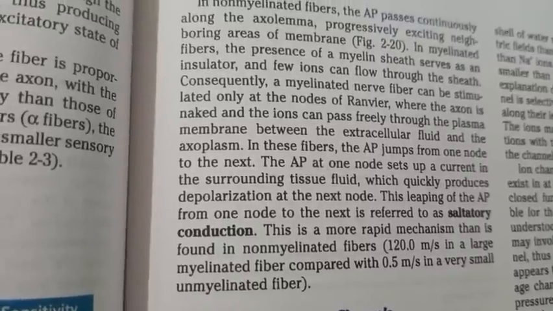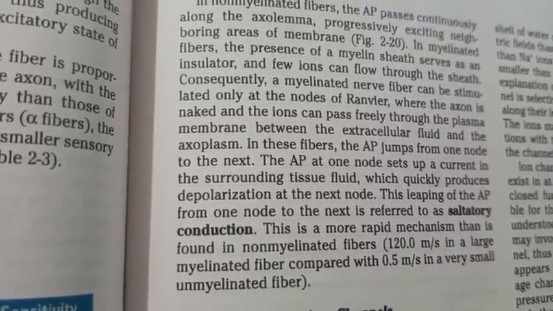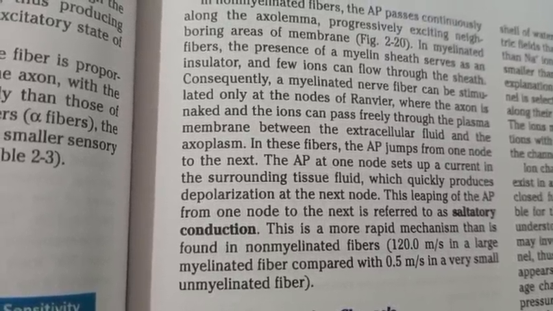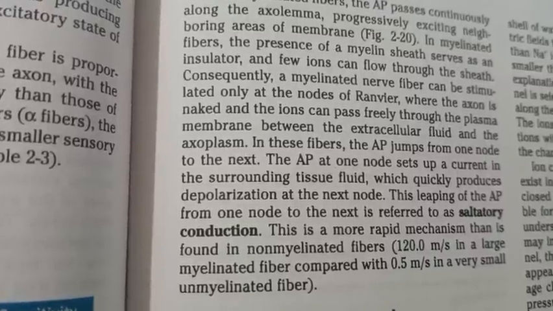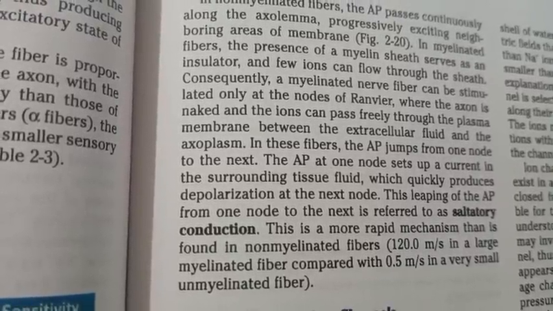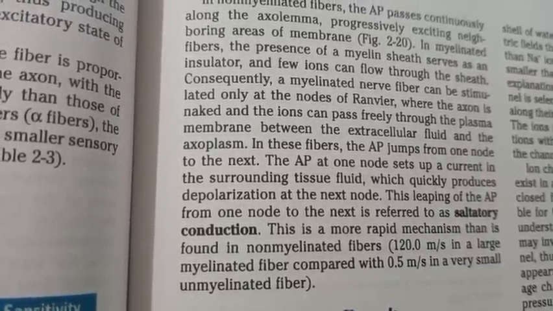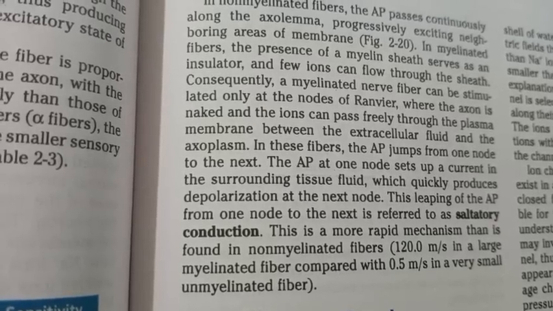The AP at one node sets up a current in the surrounding tissue fluid, which quickly produces depolarization at the next node. The leaping of the AP from one node to the next is referred to as saltatory conduction.